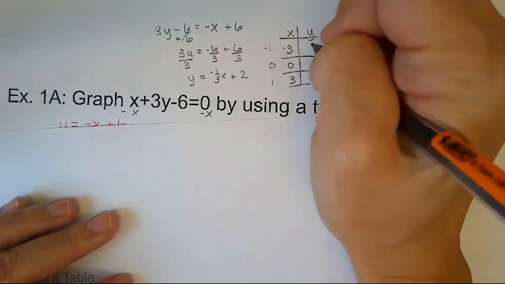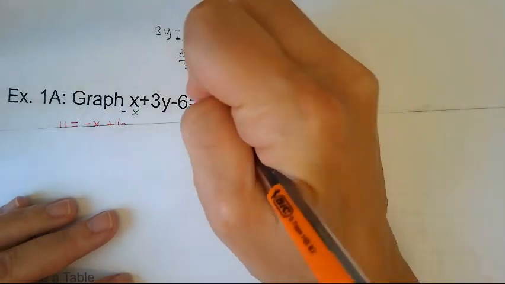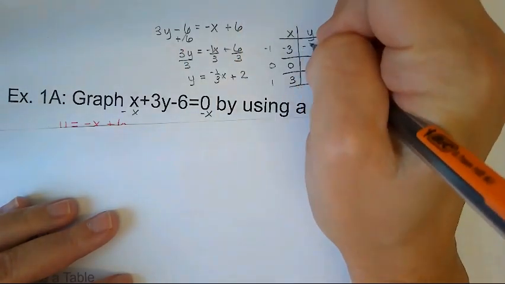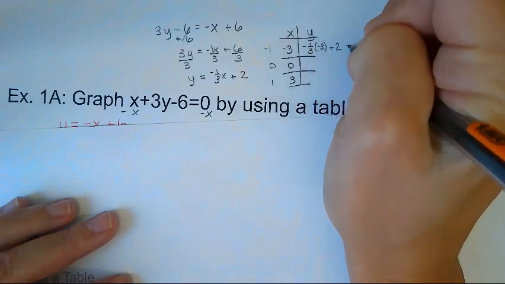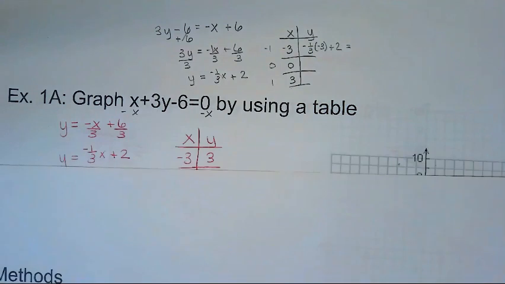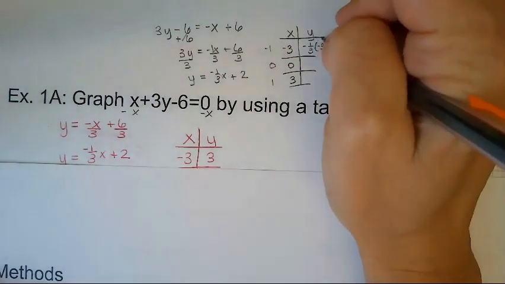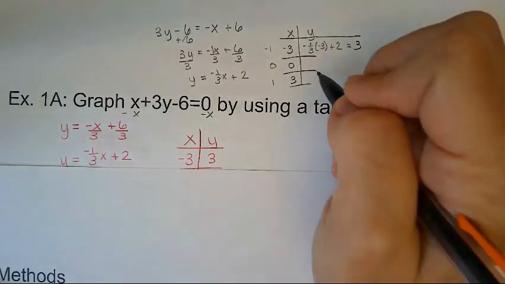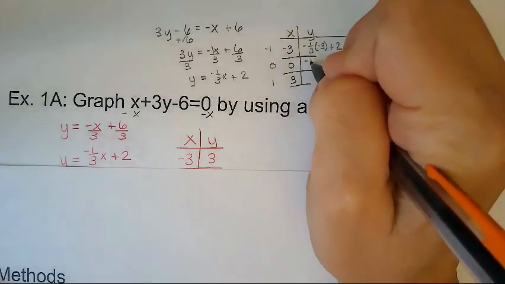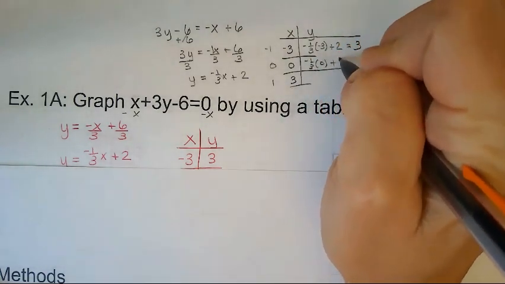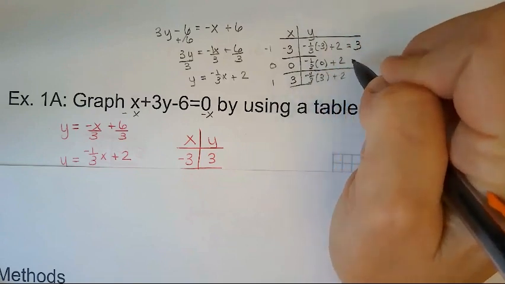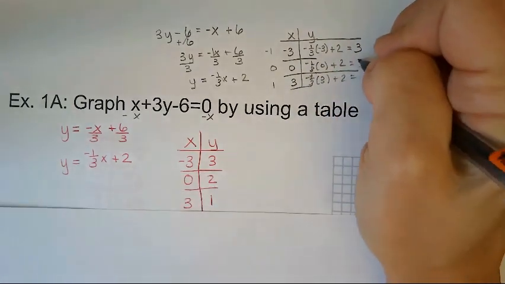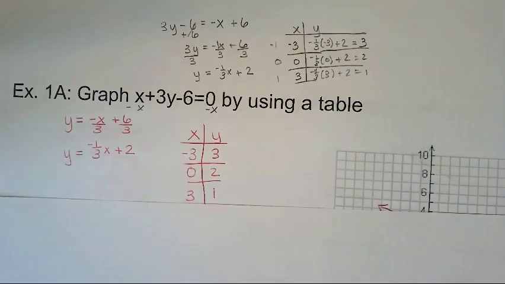So our next step is we're going to plug in these x values to figure out what y is equal to. So -1/3 times -3 plus 2, and then I'm going to type that in my calculator, and I'm going to get my answer of 3. And then I'm going to keep doing that for the rest of them, where I'm going to plug in 0, and I'm going to plug in +3, and then I'm going to get all of my answers. So I'm going to get 2 and 1 for my y values.